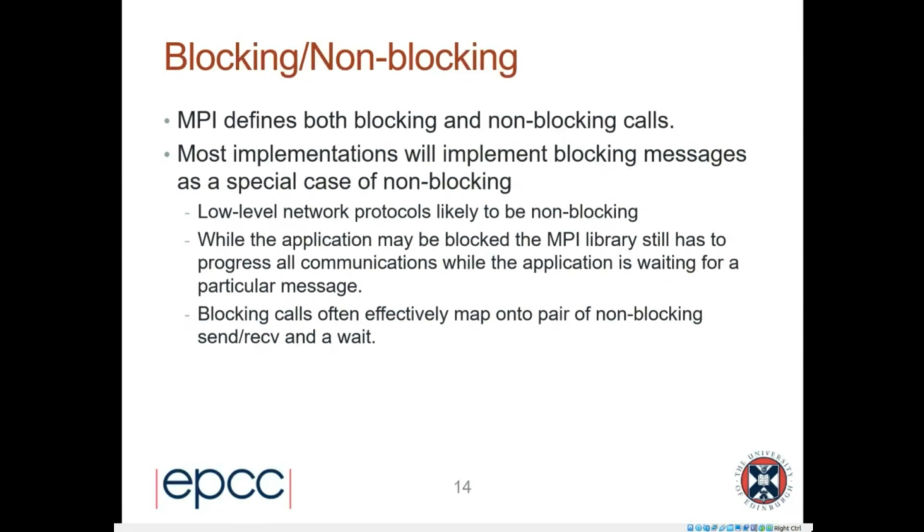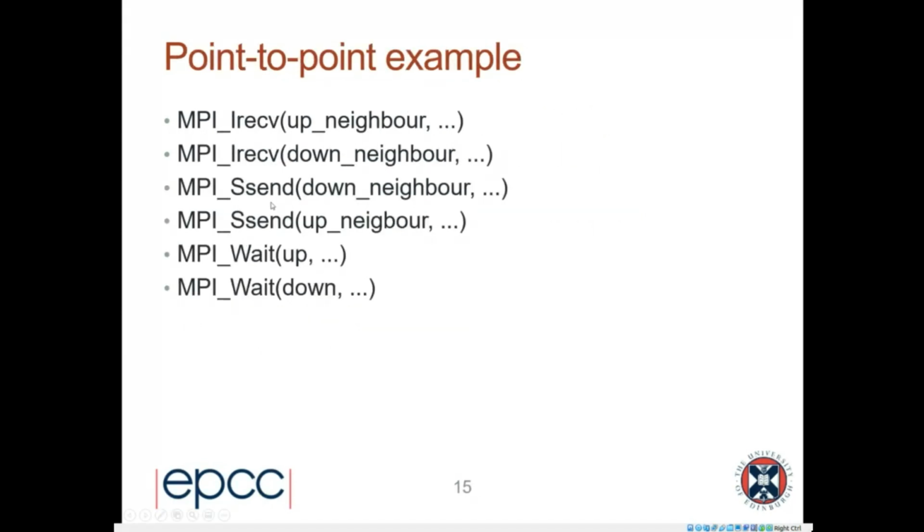Obviously, if as a library developer you've only implemented non-blocking, you effectively map onto a non-blocking send, receive, and wait. That's fine. But non-blocking is a very good way of programming, but it has certain complications. Here's this example. I'm doing a halo swap. So I post an I receive from my up neighbor and an I receive from my down neighbor. These are non-blocking, so they return requests, which are my handles, my tickets. I then do a synchronous send to the down neighbor.